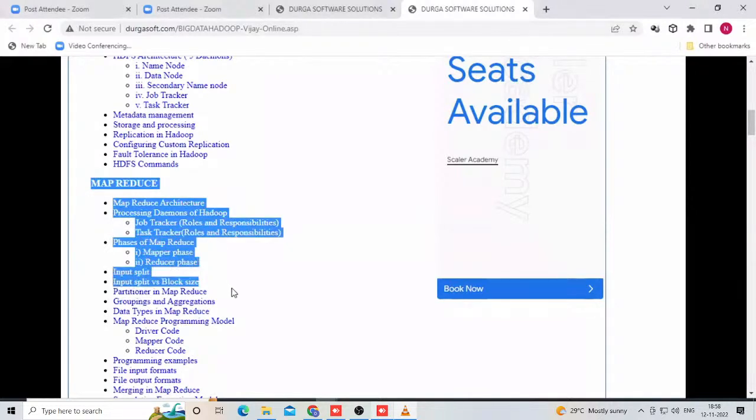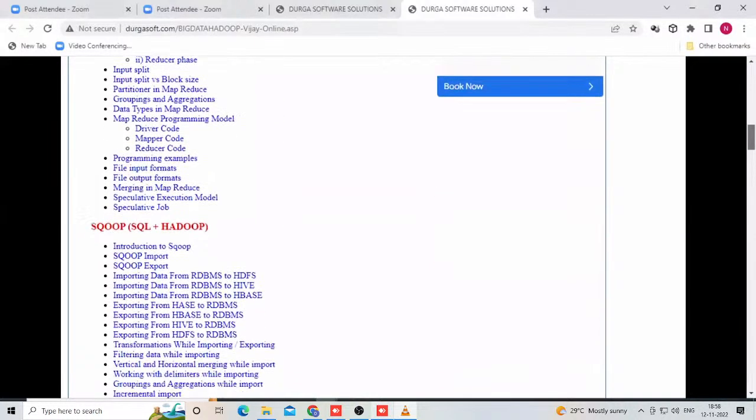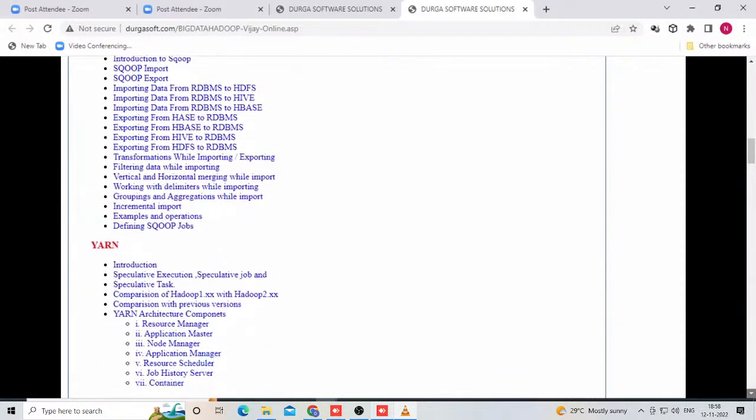So MapReduce, meant for processing, is a parallel execution model. And Sqoop is for import and export operations, for pulling the data from databases to Hadoop, and exporting data from Hadoop to databases. Sqoop import operations, SQL plus Hadoop. YARN, Yet Another Resource Negotiator.